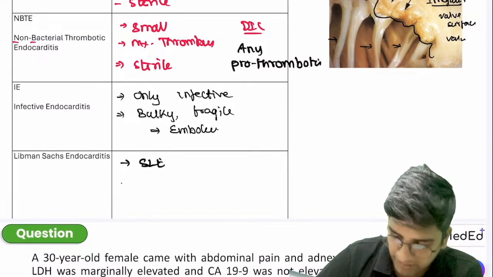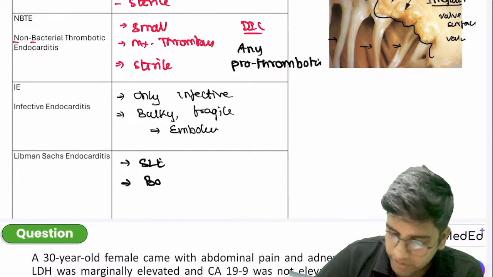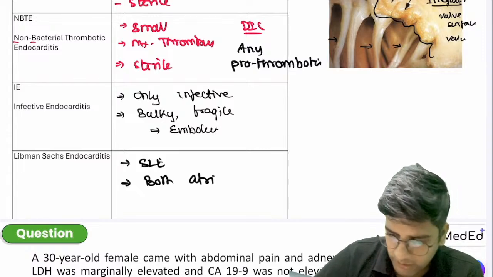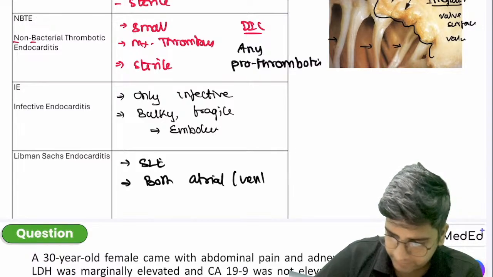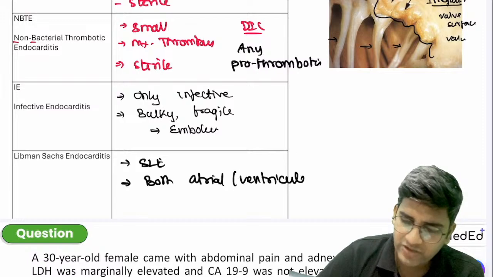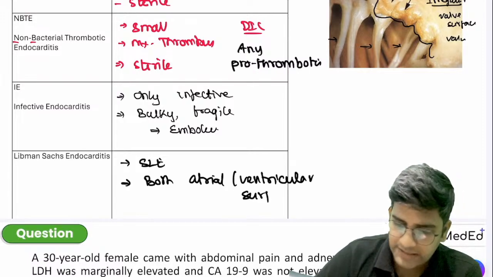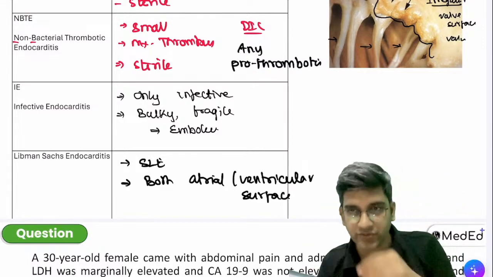Libman-Sacks is SLE. And this is seen on both the atrial and ventricular surface. Most of them are seen on the edge of the valve. These are the ones which are seen on both the atrial and the ventricular surface of the valves.